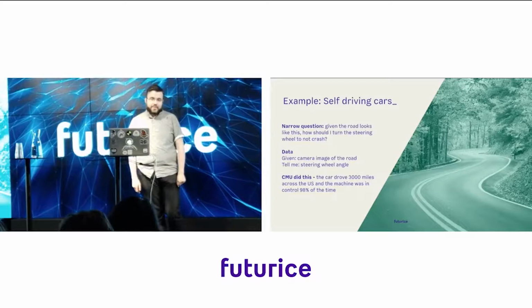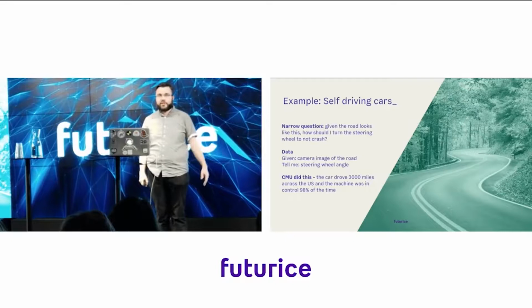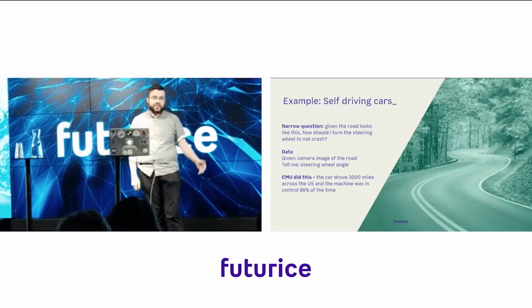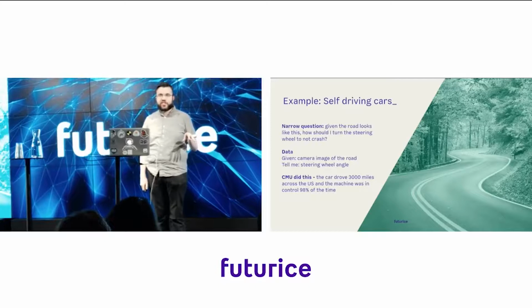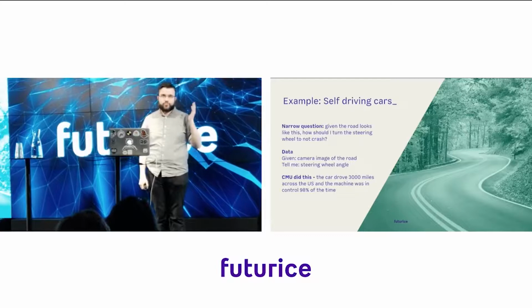Self-driving cars have to do a lot of different things. They have to turn the wheel, they have to brake, they have to accelerate, they have to not kill people, they have to park. There are many, many tasks, but as a simple example of one of the problems they have to solve, we could focus on the steering problem. Here's the road, don't crash.